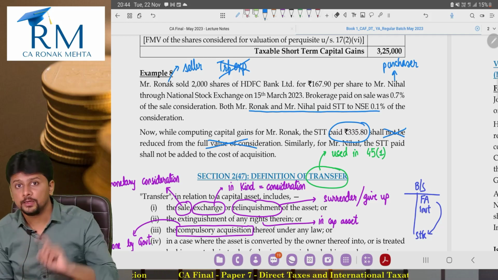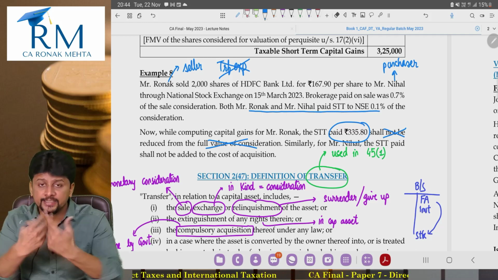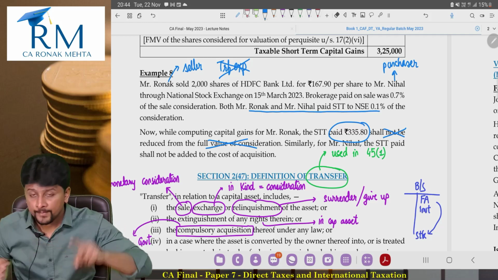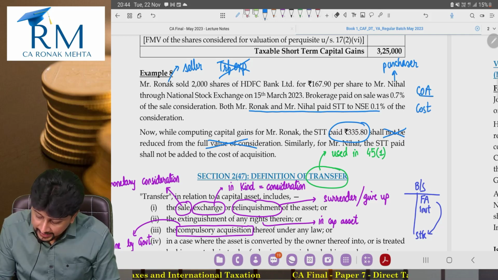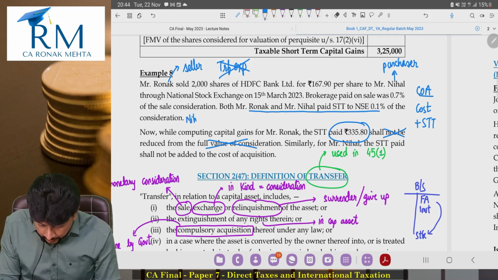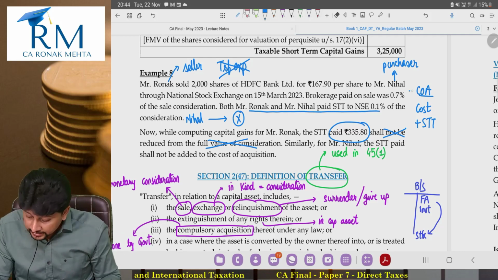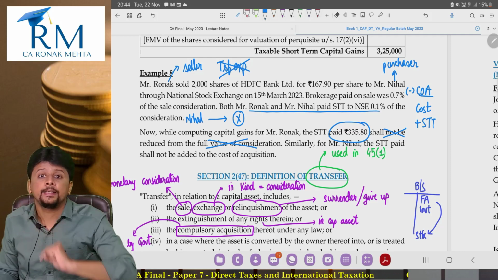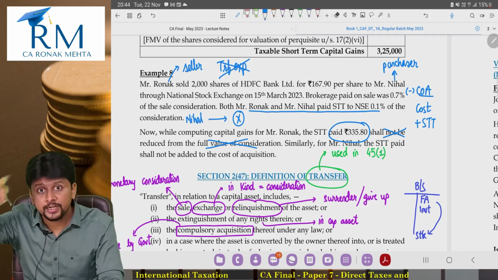Now who is Mr. Nihal? Nihal is the buyer. For him, STT is paid on purchasing the share. It's a cost. It's a cost in connection with acquiring the shares. If Mr. Nihal, in the calculation of this cost, adds the STT, then later on, when Nihal will sell it to one Mr. X third party, he will subtract this cost of acquisition, which includes the STT component. So indirectly, Nihal in a future transaction will get a deduction of STT.